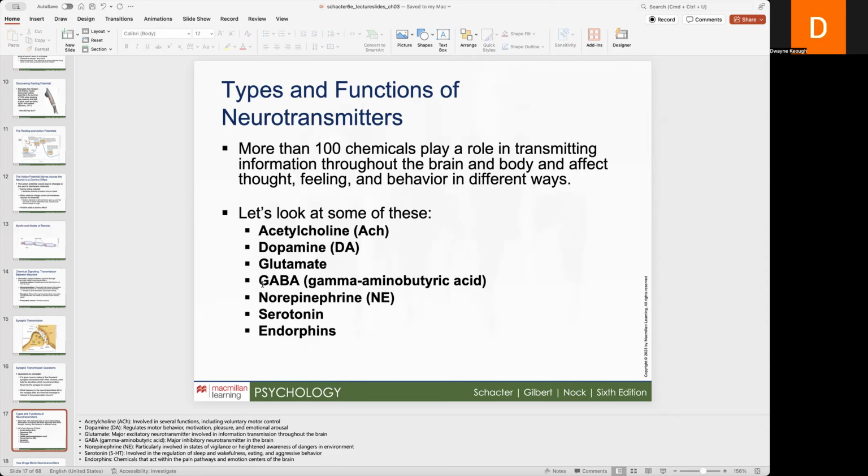GABA is the major inhibitory neurotransmitter in the brain. Norepinephrine is particularly involved in heightened states of awareness, vigilance, to help us when we detect threats in the environment. Serotonin's that feel good, regulating sleep, wakefulness, feeding, and aggressive behavior, as well as endorphins. They act for pain pathways and emotional centers of our brains.